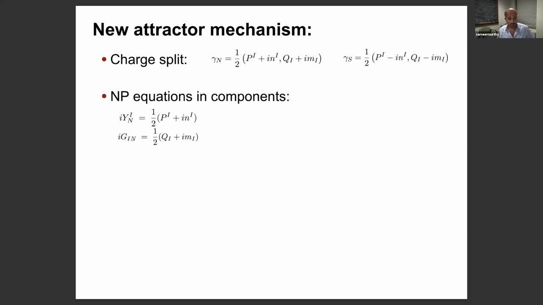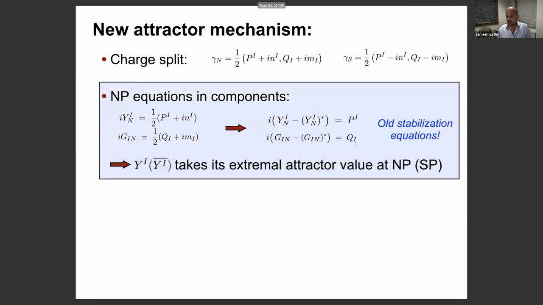But now you can look at the real and imaginary parts of these equations, and you find that the real part of this equation is just P, and this equation is Q. But this is precisely the old stabilization equation. This is exactly the attractor equations with the same charges as before. So what this is saying is that the y scalars take their extremal value, the old attractor value, at the North Pole, and the y bar scalar takes the extremal value at the South Pole. And then when these things move through the sphere, it becomes more complicated.